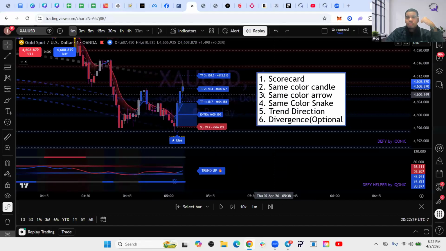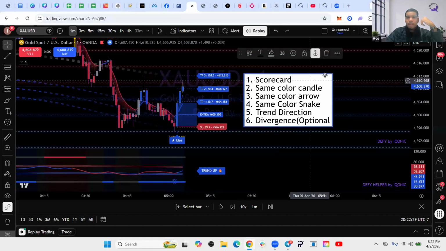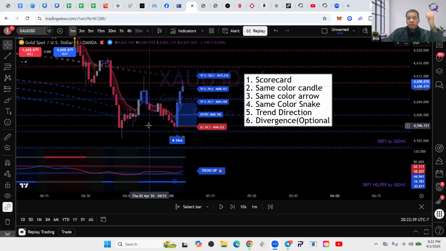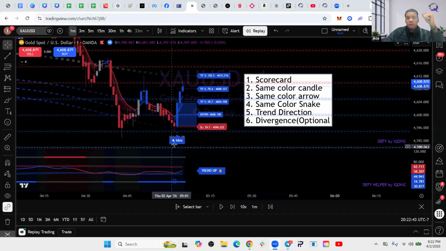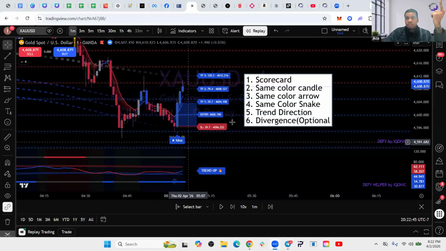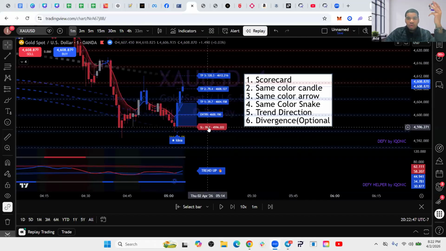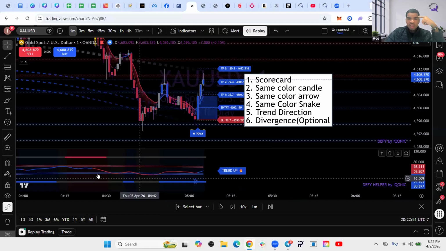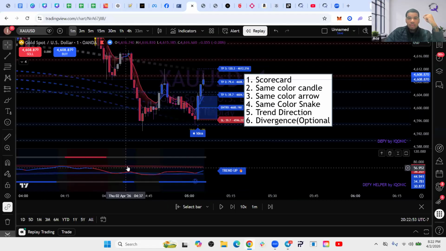So for you guys, this is now where things get a little bit fun. You're going to have 6 different confirmations. You have a scorecard, the same color candle. So let's say we had a blue scorecard, we want a blue color candle. Same color arrow, so we want a blue color arrow. We would want a snake. The snake is like the squiggle line down here.